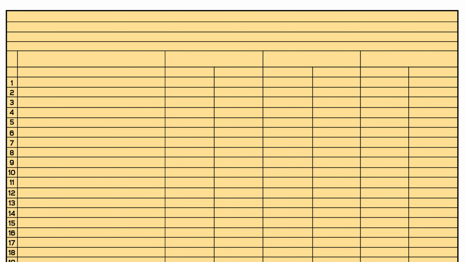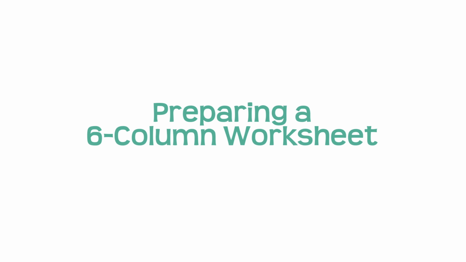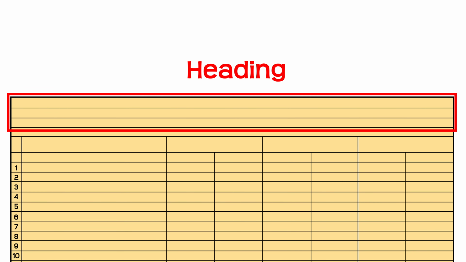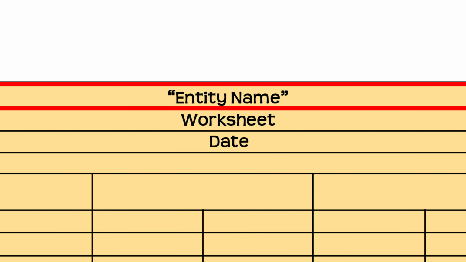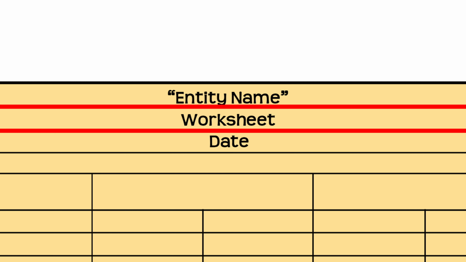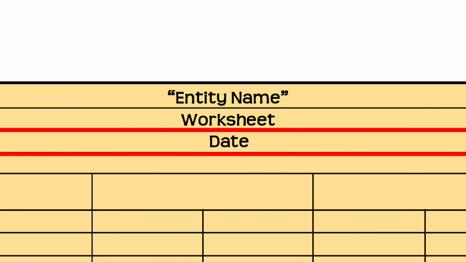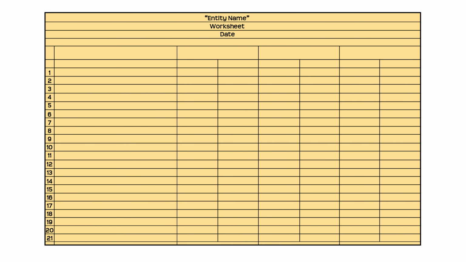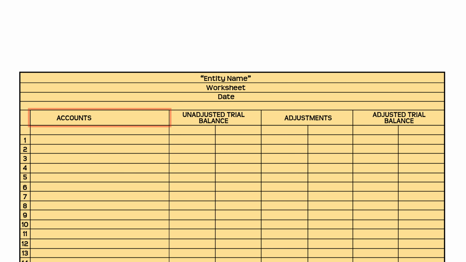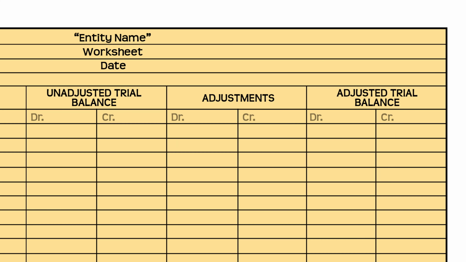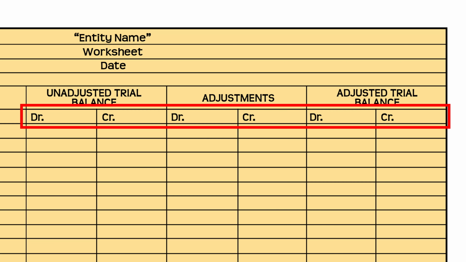The steps in the preparation of a 6-column worksheet are as follows. On the uppermost part of the worksheet is the heading, which includes the name of the company, the report name, which is worksheet, and the date of the accounting period. The column headings contain the account titles, the unadjusted trial balance, adjusting journal entries, and adjusted trial balance. All column headings, except for the account title, must occupy 2 money columns, one for the debit and one for the credit.